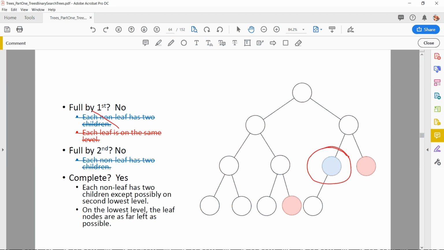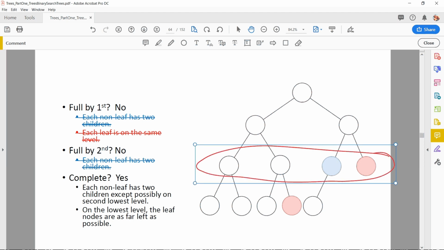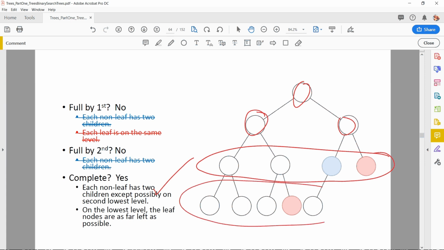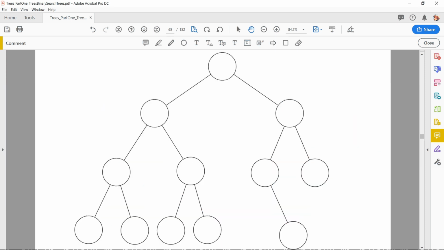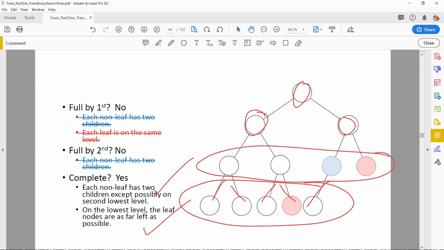Is it complete? Well, again, for completeness, let's ignore for a minute the second lowest level. Make sure all other non-leaves have two children. So two children, two children, two children, good there. And then look at your lowest level and make sure everything is as left as it can go. Is that the case? Are there any missing spaces? No, so we meet that. So here's another example of a tree that is not full, but is complete. Take a look at that one. It's close to the one we just had.